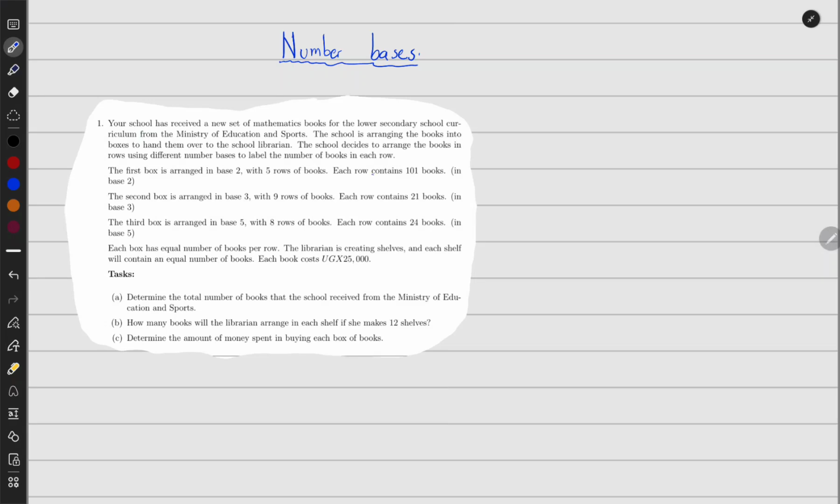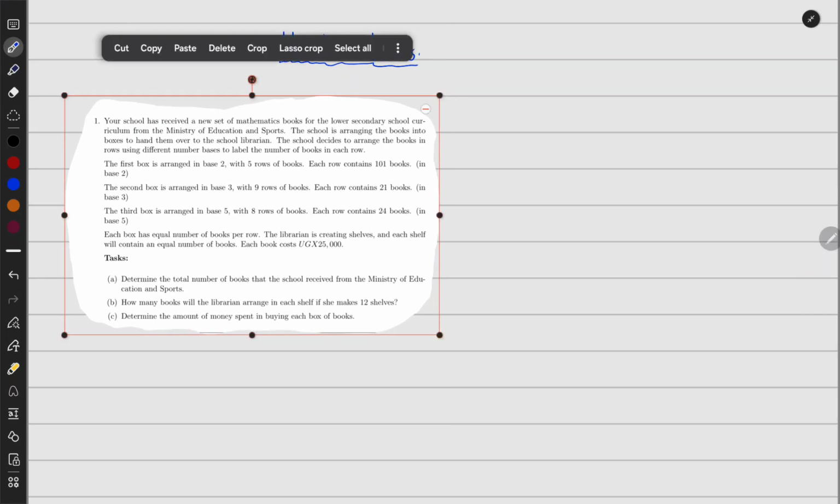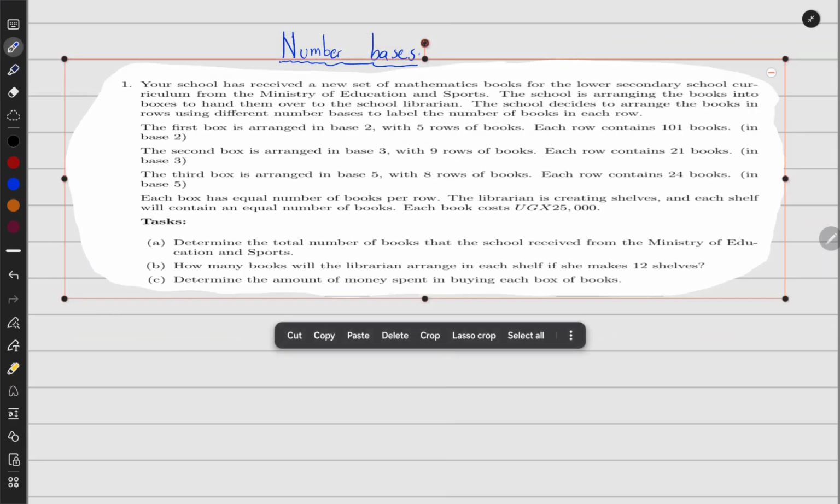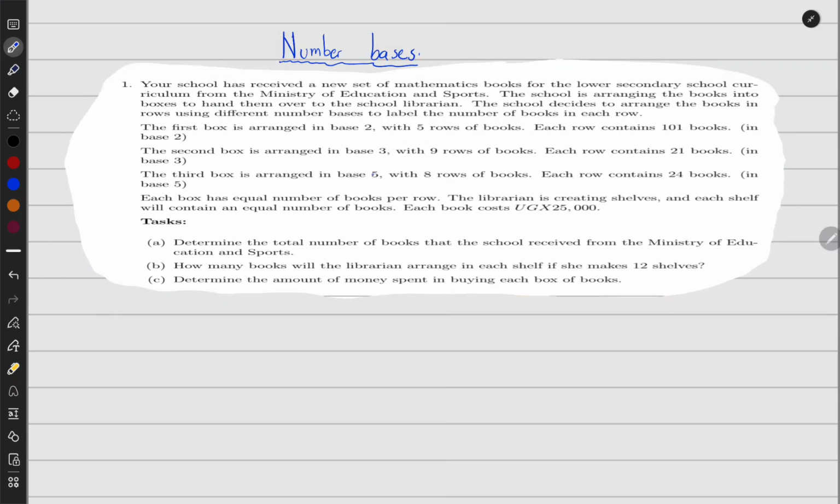Your school has received a set of mathematics books for the lower secondary curriculum from the Ministry of Education and Sports. The school is arranging the books in 2 boxes to hand them over to the school librarian. The school decides to arrange the books in rows using different number bases to label the number of books in each row. The first box is arranged in base 2, 5 rows of books.